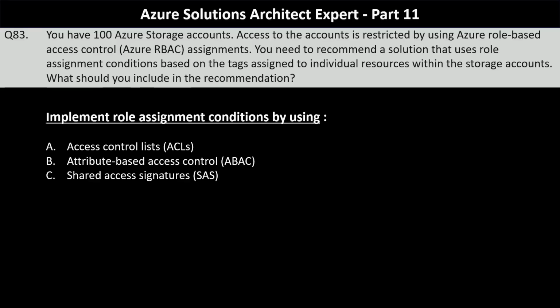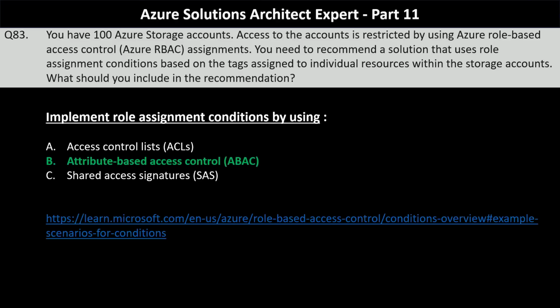Your options are access control lists, attribute-based access control, shared access signatures. The correct answer here is attribute-based access control, which is also called ABAC, which is an authorization model that allows you to assign roles with conditions based on attributes of the resources or users, such as tags on Azure resources.